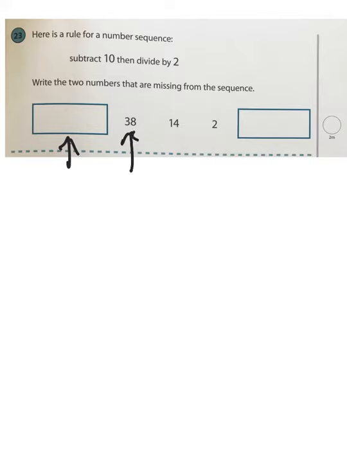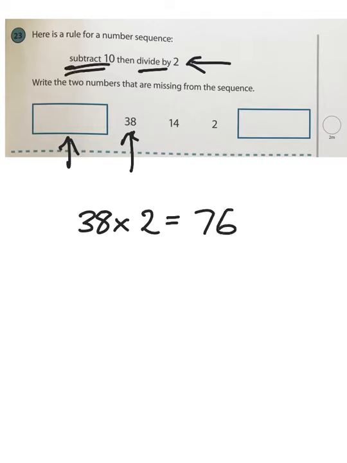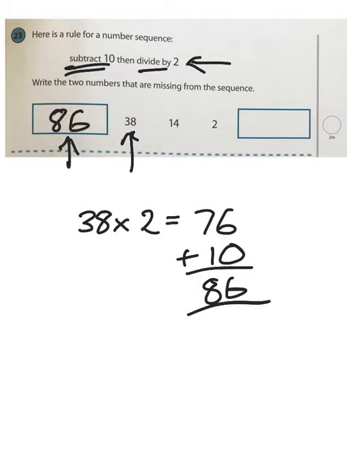Like I've said before, we need to go backwards through this sentence. So 38, and we're not going to divide by 2, we're going to multiply by 2, which equals 76. And we're not going to subtract 10, we are going to add 10 to give us 86. Get it?